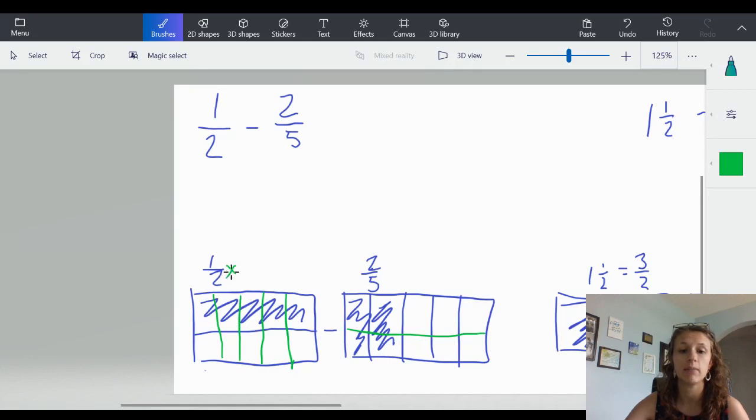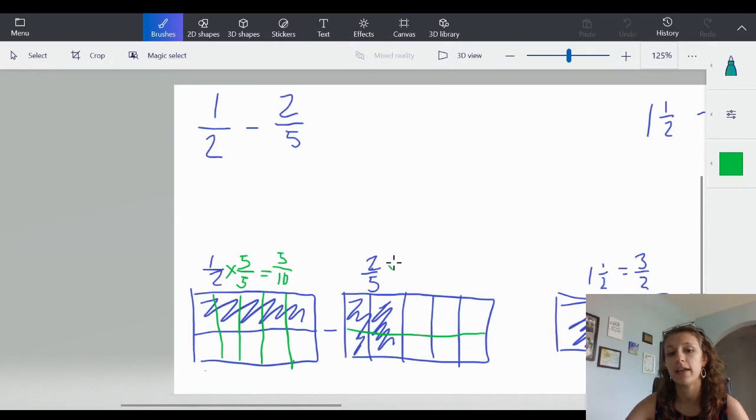So I'm splitting each of my halves into fifths. My identity property tells me that I can multiply by a version of 1, in this case 5/5, and I still get my same value. It's just in a different representation. And I would get that equivalent fraction of 5/10. 1/10, 2/10, 3/10, 4/10, 5/10.